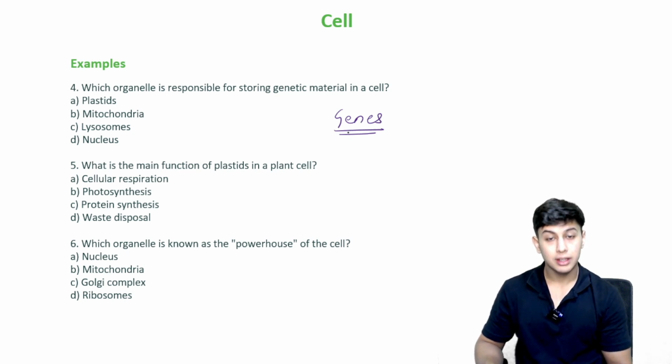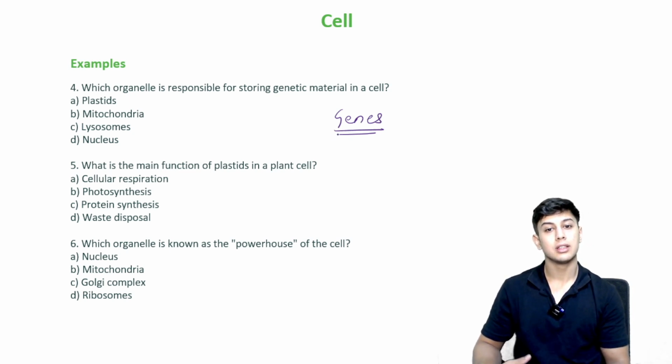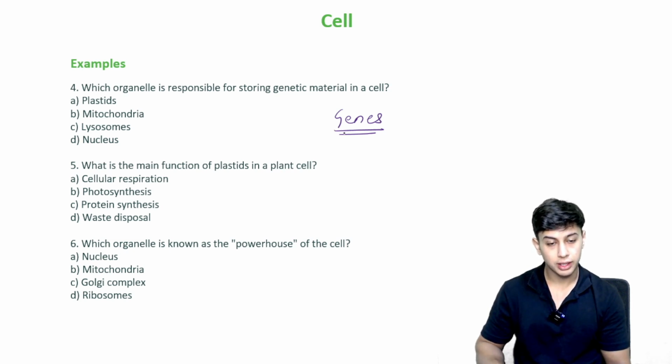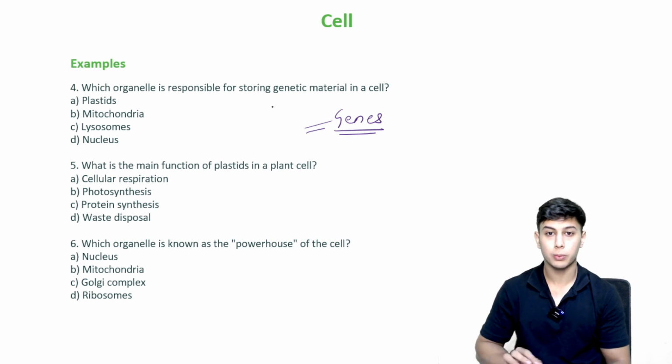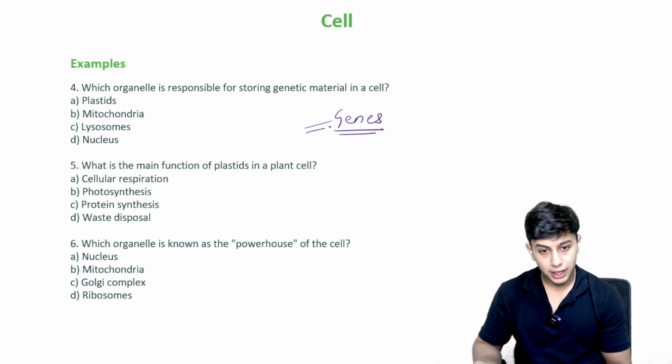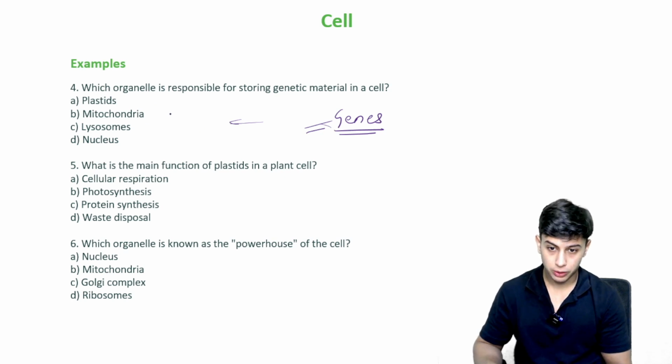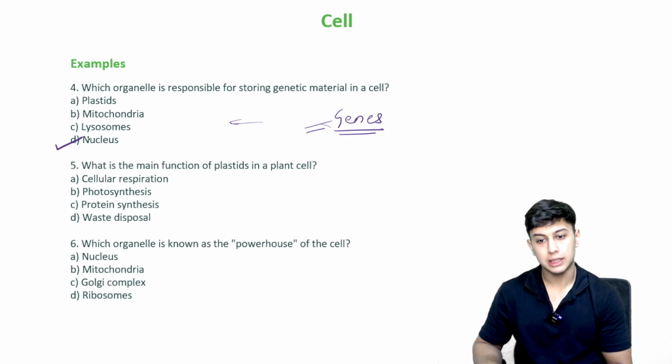How did that happen? Through genes. That was information which was passed on by your cell for you, and it contains all the information about how you should grow up, how your body will be. So it directs your body. Now where are these located? Plastids? No. Mitochondria? No. Lysosomes? No. It is nucleus. Answer is D, nucleus.